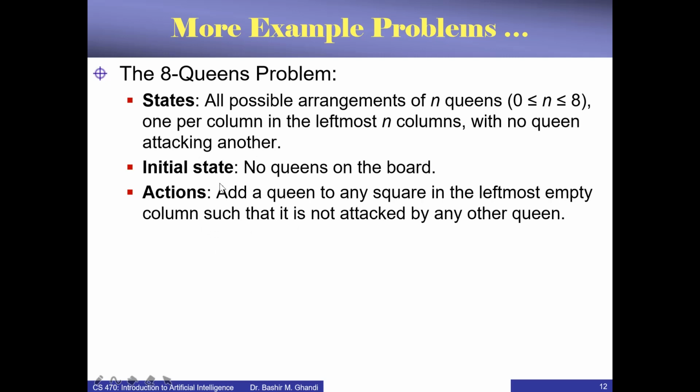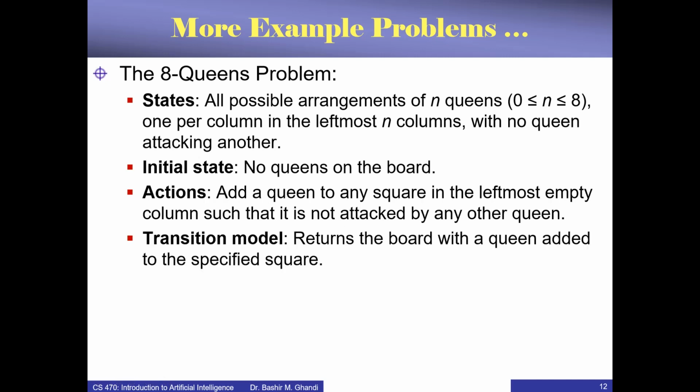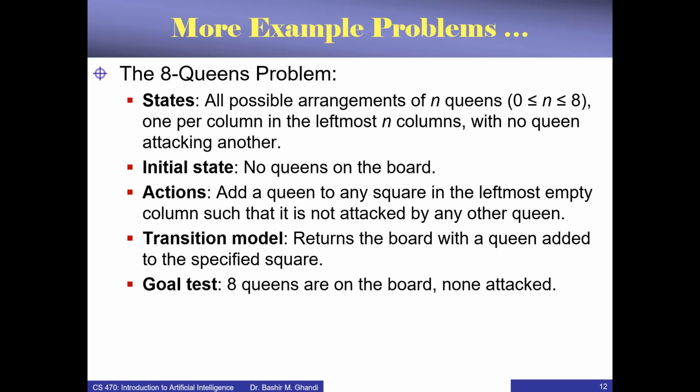This actually is a variation of the problem that is much easier to solve. There are other variations that say just put a queen anywhere, provided it doesn't attack, but that is much more difficult to solve than this one. This one goes gradually from left to right. The transition model will return the board with a queen added, one queen added at a time, to the specified square, of course, such that there are no attacks. The goal test simply checks if all the 8 queens are on the board and none of them is being attacked, then the goal has been achieved.